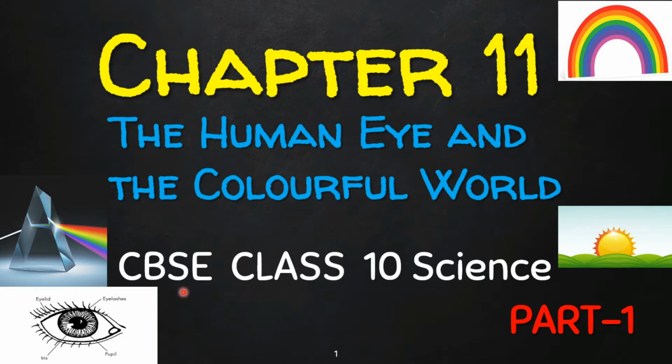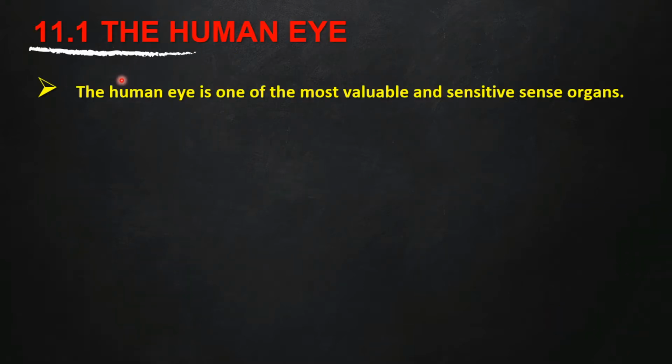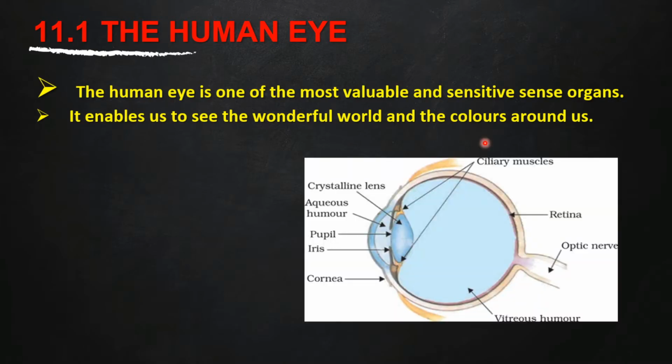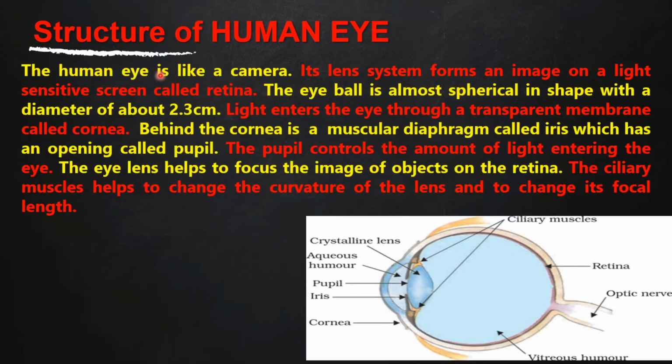of CBSE Class 10 Science Part 1st. In this we are going to study about the human eye. The human eye is one of the most valuable and sensitive sense organs. It enables us to see the wonderful world and the colors around us. Let us find out the structure of human eye.